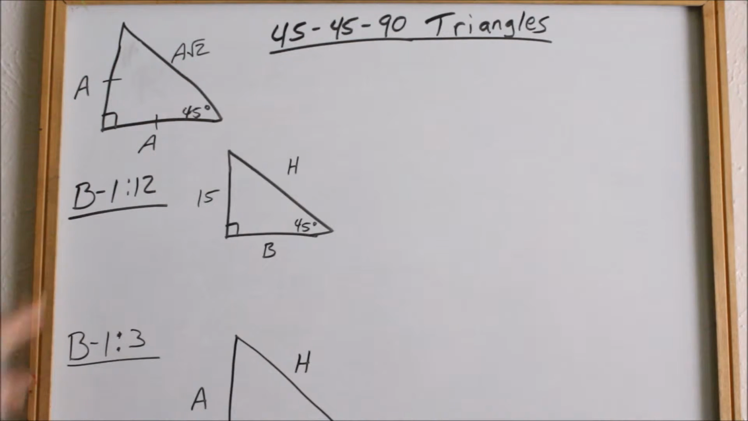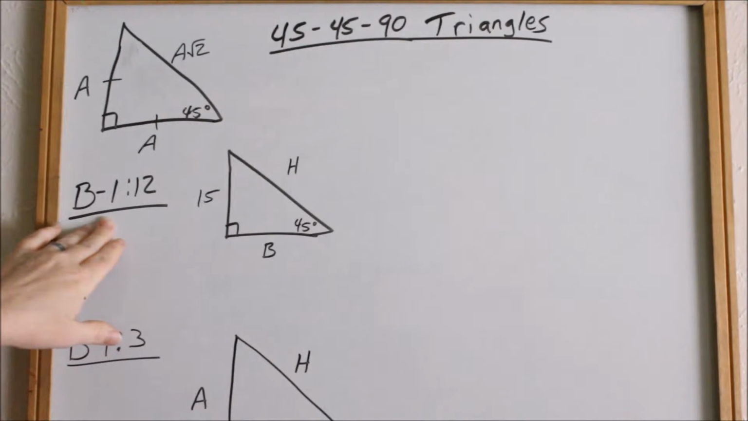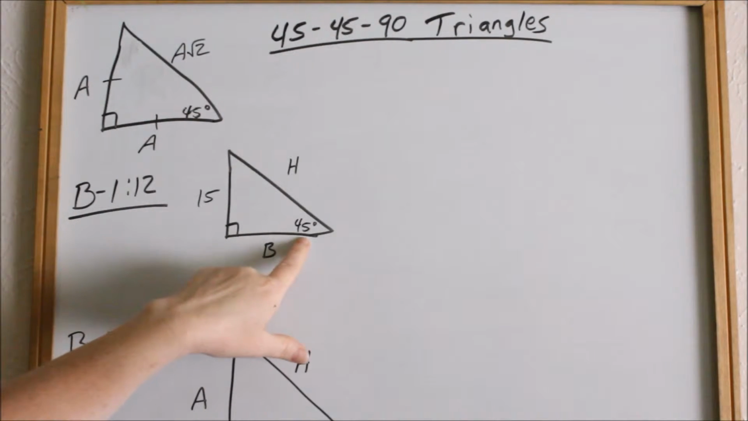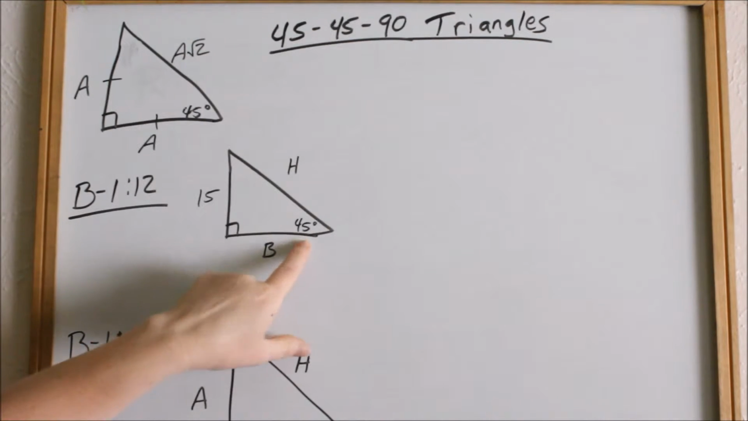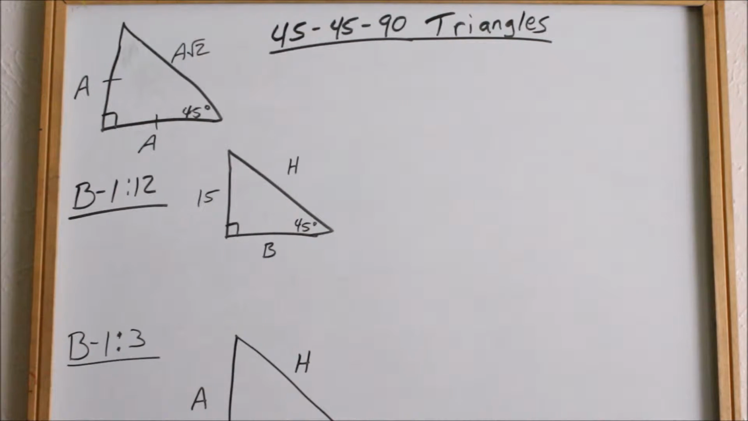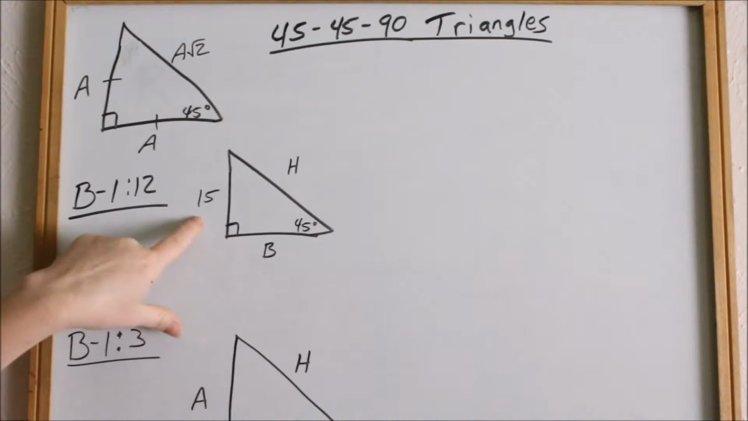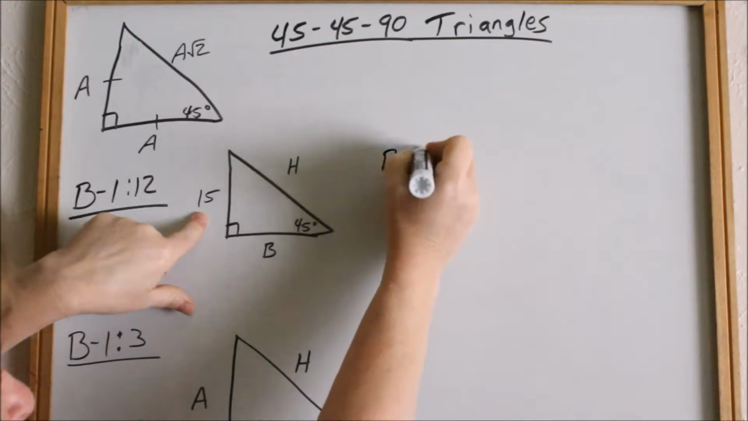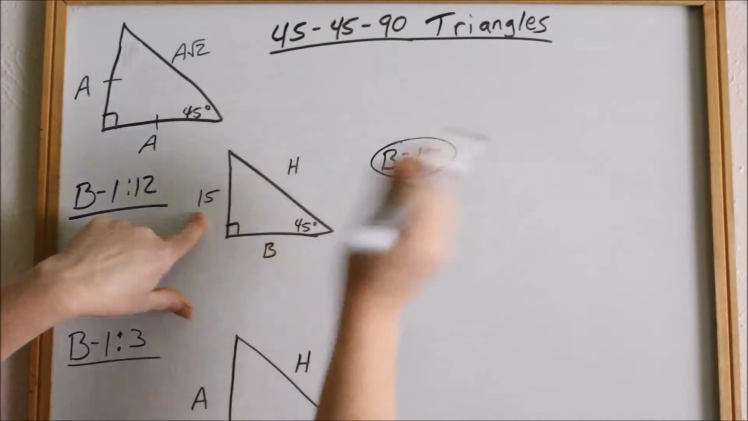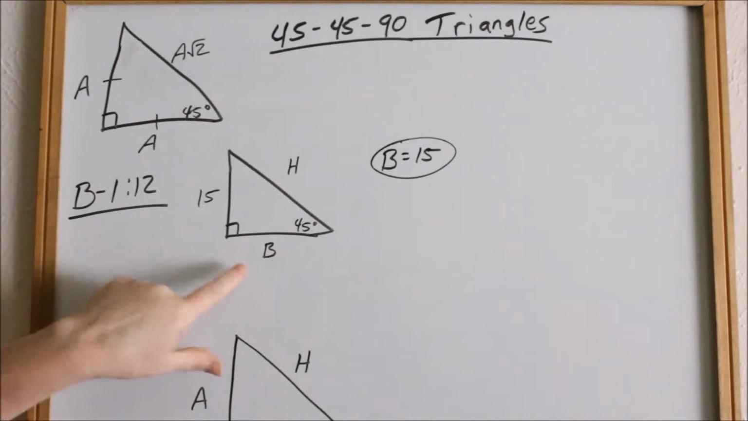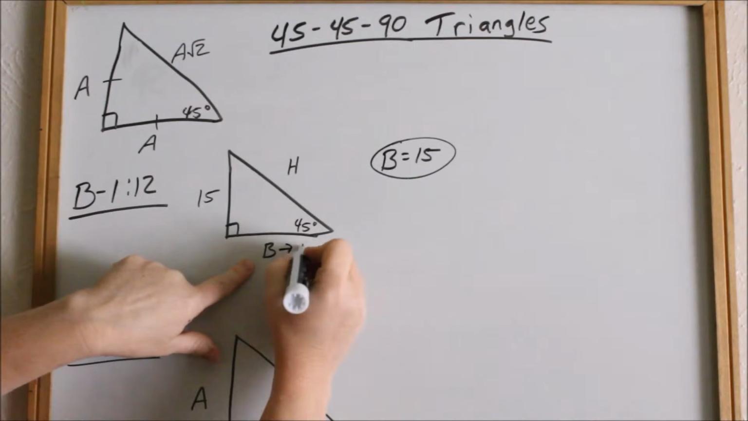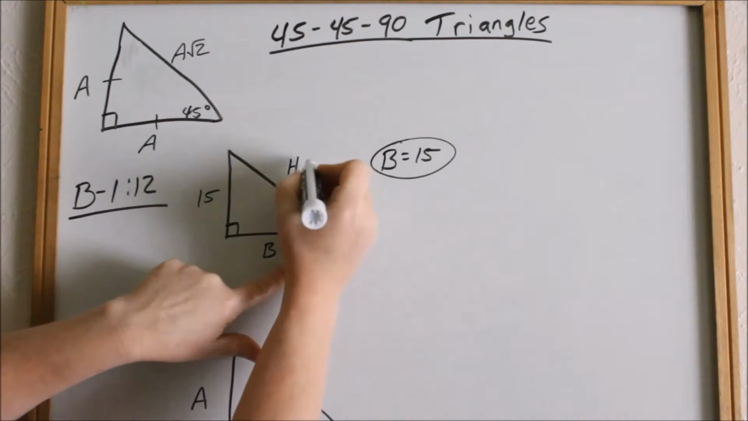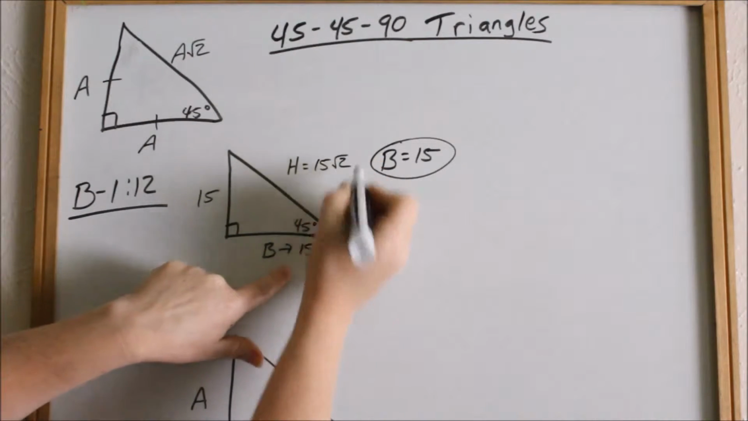Okay, looking at page B1, problem number 12, you have this right triangle. This shows us that it's a 45, 45, 90 triangle. So in a 45, 45, 90 triangle, our legs are the same. So if this leg is 15, this leg has to be 15. So B equals 15. I don't have any units, so I'm not writing any units. So if that is 15, then my hypotenuse is whatever the leg is, 15 times square root of 2.